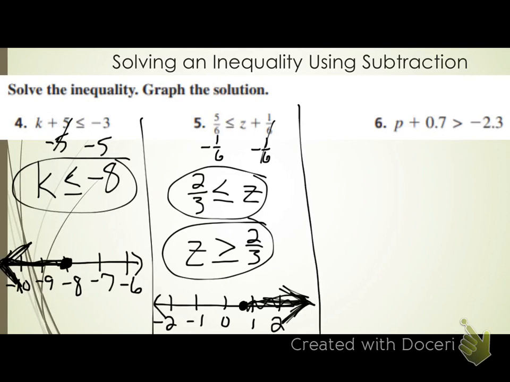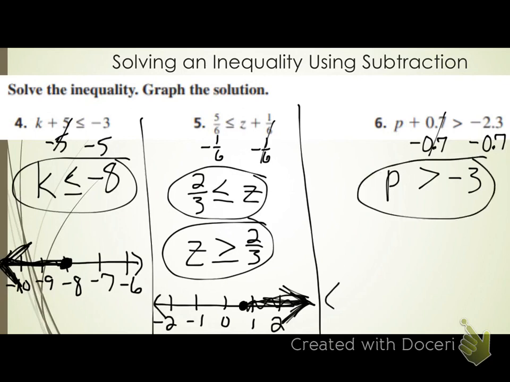Okay, last example here. How do I get p by itself? P plus 0.7 is greater than negative 2/3. Subtract 0.7 from both sides. Negative 2/3 minus 0.7 gives me what? Negative 3. P is now by itself. There's my solution. Open or closed circle on negative 3? Open, shading which way? Right.